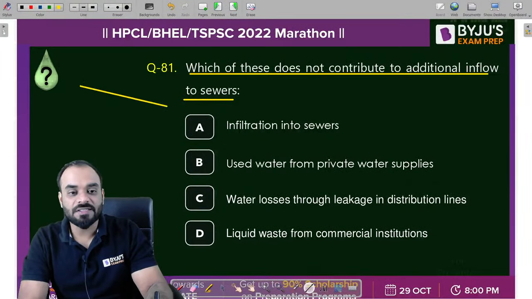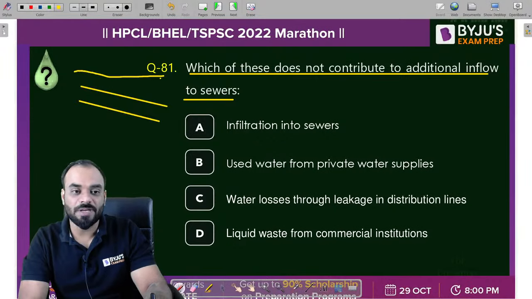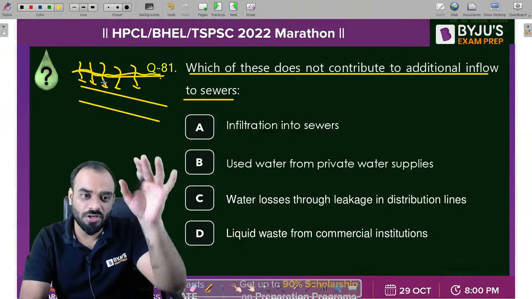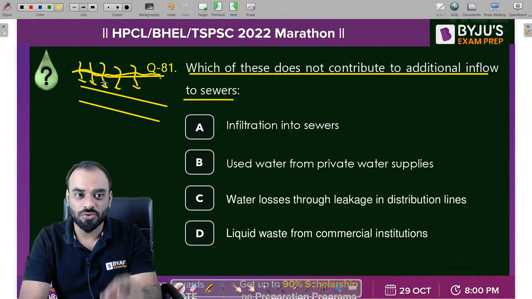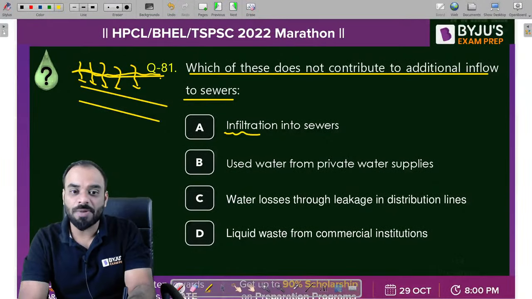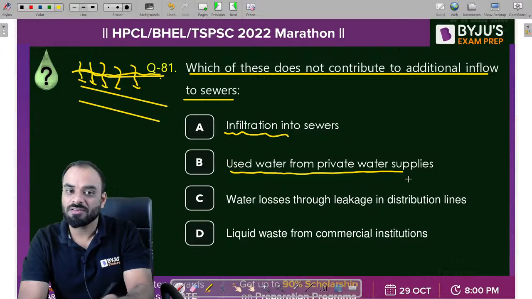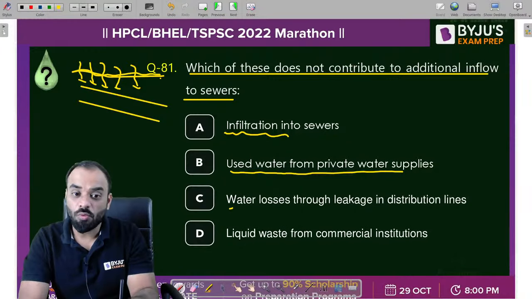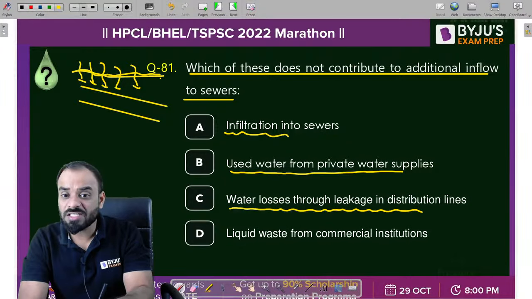You know that guys, this is our sewer, let us suppose. Let us consider guys, this is placed below some soil, and definitely whatever water is due to the rainfall, a certain amount of water may seep into the soil also, and that particular water may get included into the sewer line also, right? That means this particular part can be included. But if we talk about used water from the private water supply, yes, definitely it is also included. Water losses through the leakage in the distribution line.